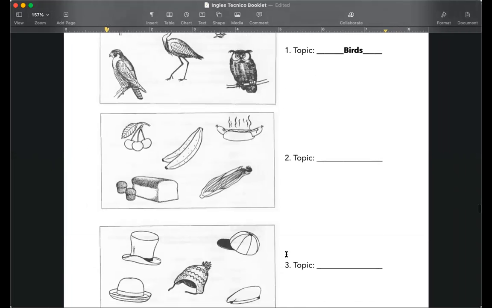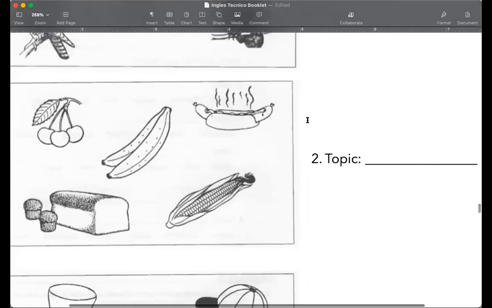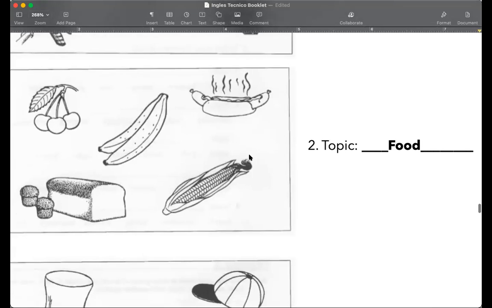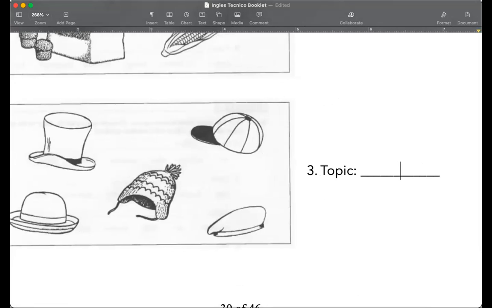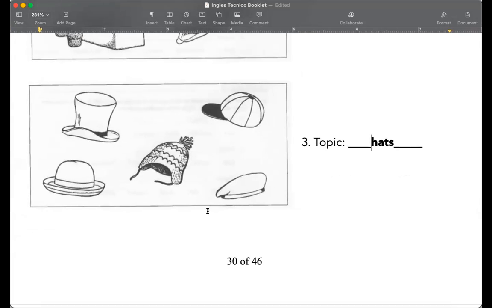So what do you think is the topic for image number 2? Okay, yeah, very good. Food. And what about number 3? And how do we call that in English? Yes, hats. Los caps son los gorros. Los hats son los sombreros. Pero sí, se escribe caps. Okay, it could be hats, pero vamos a ponerle hats, like a general topic. Very good.